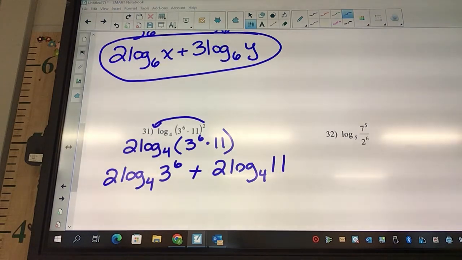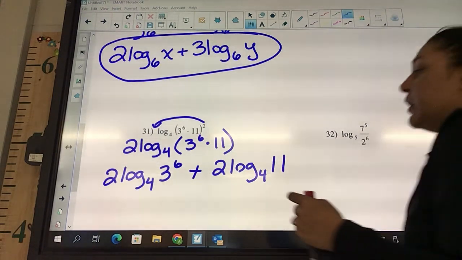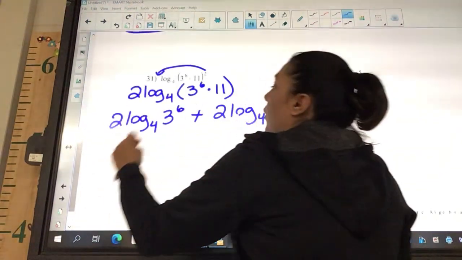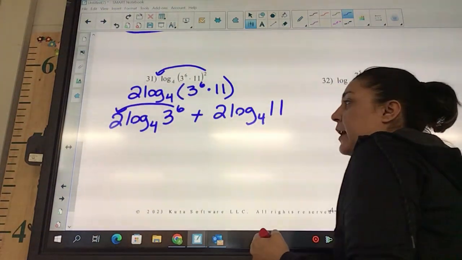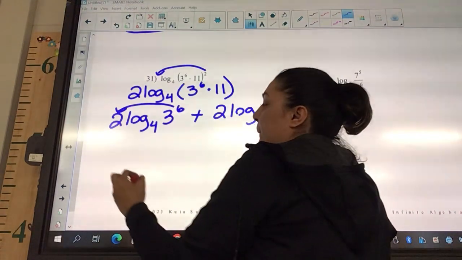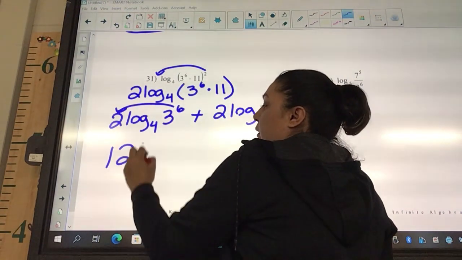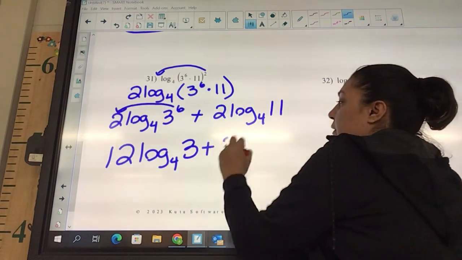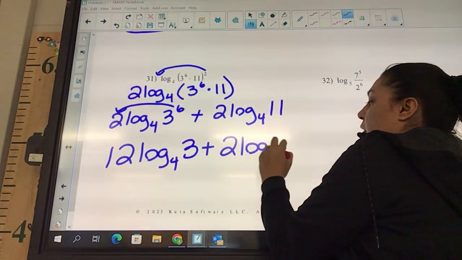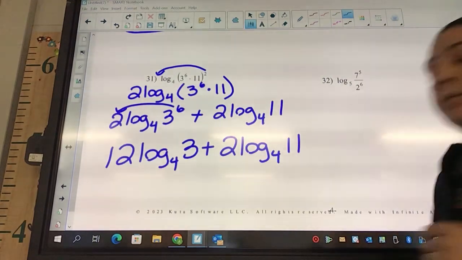I need to do 6 times 2. Why do we need to do 6 times 2? Because we have to move that 6 up here. Okay, it's going to be our next move, and you're going to times them. So 6 times 2 is what? 12 log 4 of 3 plus 2 log 4 of 11.